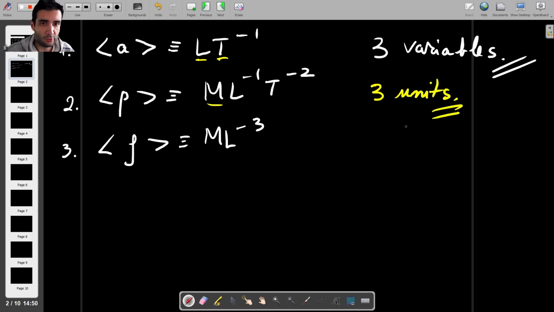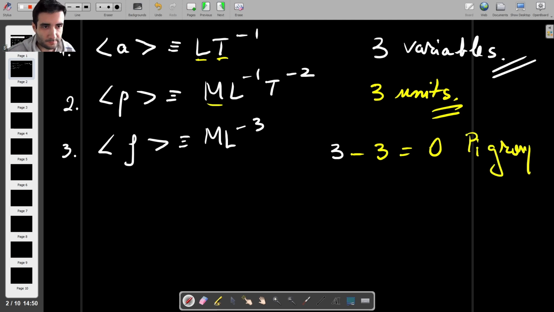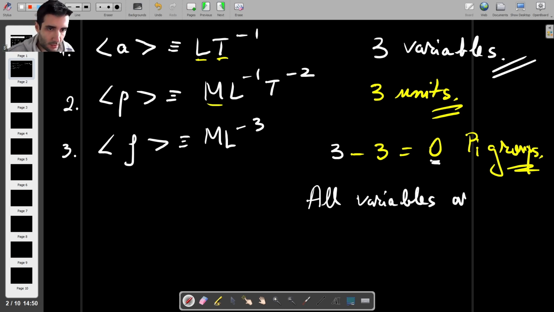Then what we do is we subtract the number of units from the number of variables. So we're going to do 3 minus 3, and of course we end up with 0. Now in this case, what this tells us is that we have 0 pi groups. And you'll see this again in the next example, but if we end up with 0 pi groups, it means all variables are what we call repeated variables.